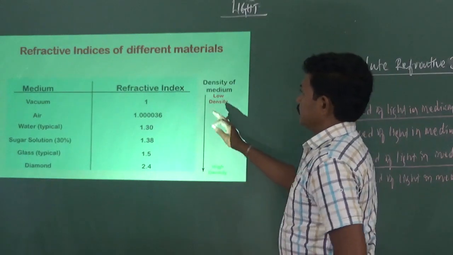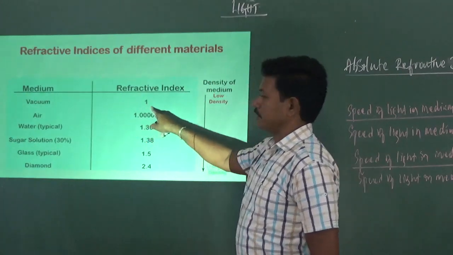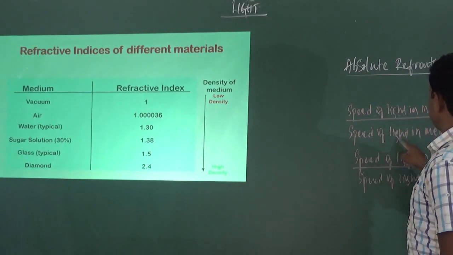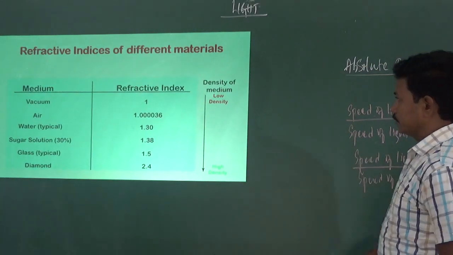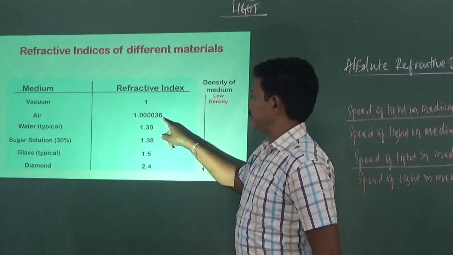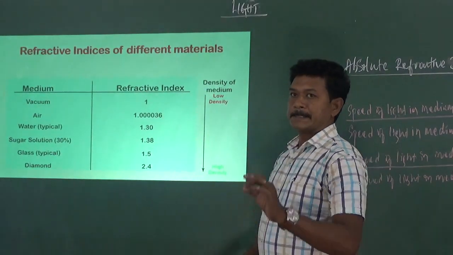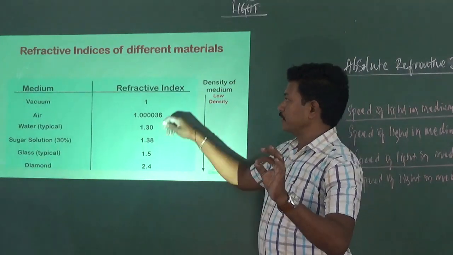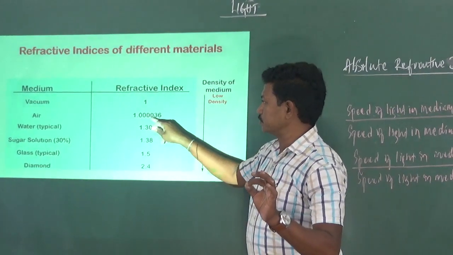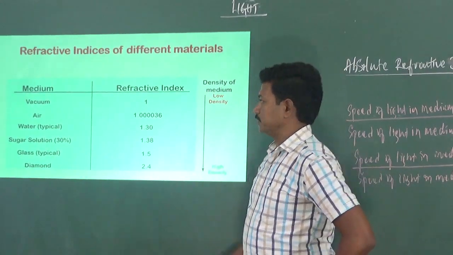Okay, so these are the refractive indices of different materials. For vacuum, the refractive index is 1. How? Speed of light in vacuum by speed of light in vacuum cancels, so it is equal to 1. Next is air, it's very little: the refractive index of air is 1.000036. In the sense, light can travel faster in vacuum when compared to air by that factor.